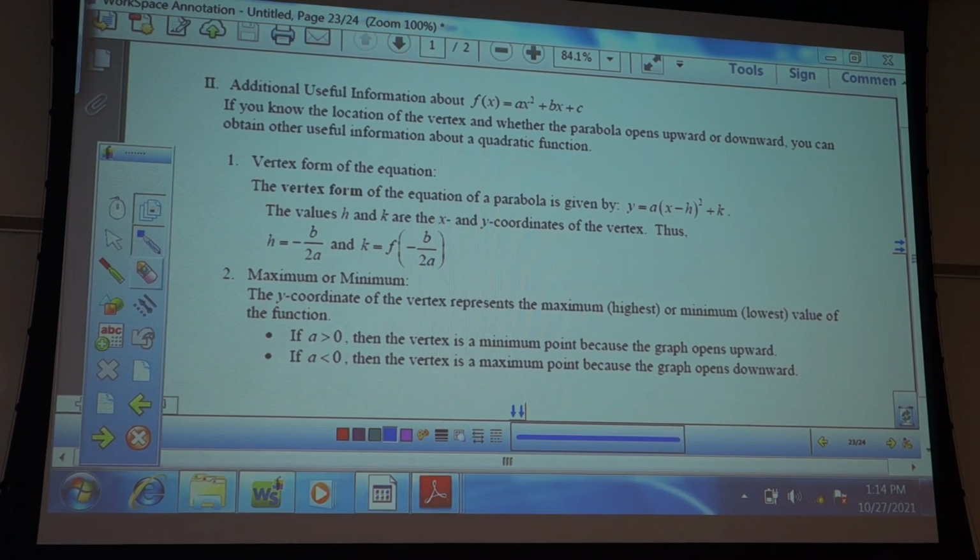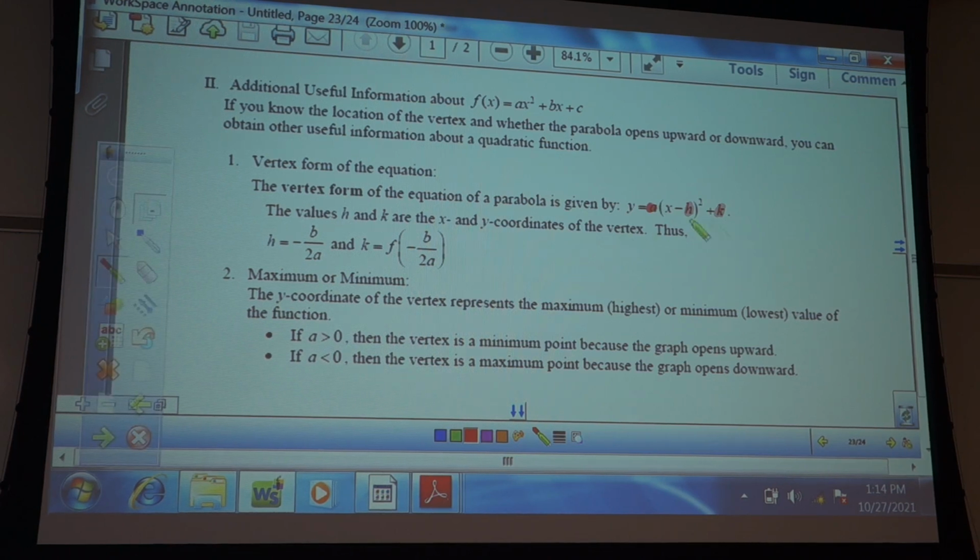Yes, there's these things called the vertex form. So the vertex form, you use the A from the ax squared plus bx plus c, and you use the vertex, your h and your k, and you can find the vertex form of the equation as well. So this is the vertex form. Y equals a times parentheses x minus h squared plus k.